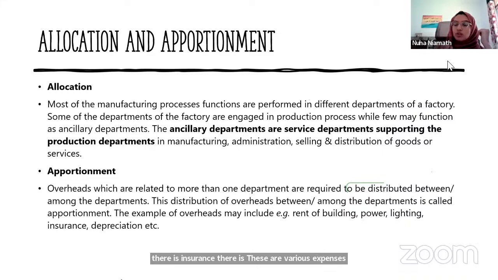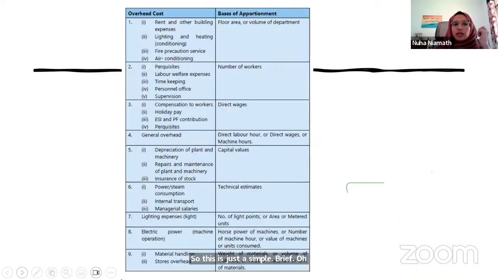So let's say you have a factory, and for the factory you're paying rent. That rent again needs to be apportioned to the particular product that you're making. More or less, allocation and apportionment have only one purpose, that is to put the cost into the product. But how it is being put is just given two different words, allocation and apportionment. So this is just a simple brief summary behind it.